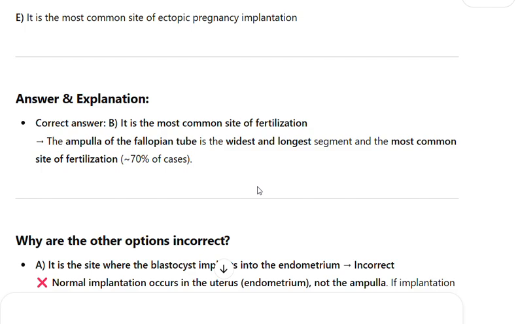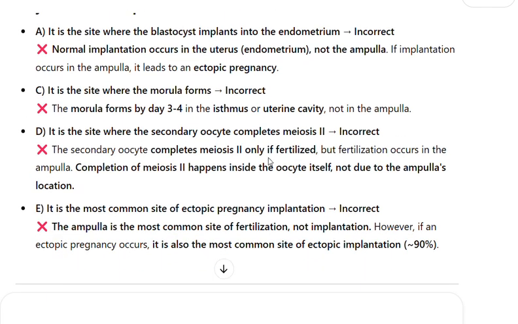A. It is the site where the blastocyst implants into the endometrium. Incorrect. Normal implantation occurs in the uterus, endometrium, not the ampulla. If implantation occurs in the ampulla, it leads to an ectopic pregnancy. C. It is the site where the morula forms. Incorrect. The morula forms by day 3 to 4 in the isthmus or uterine cavity, not in the ampulla.